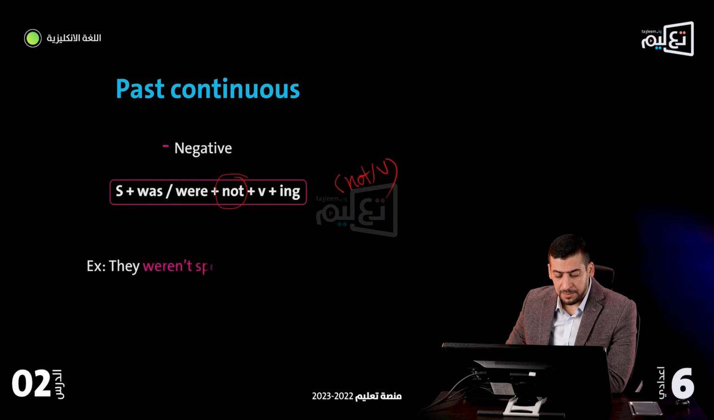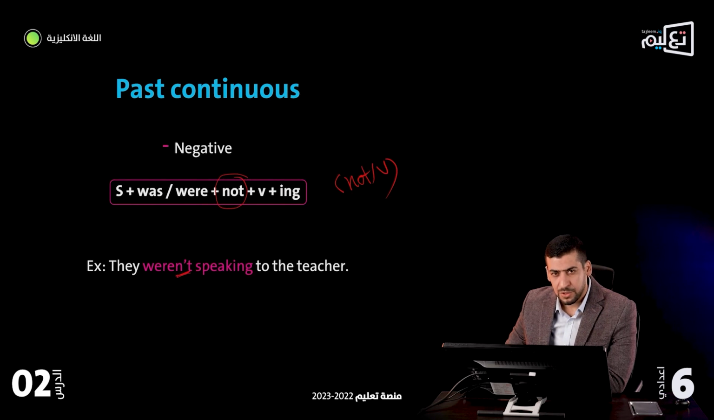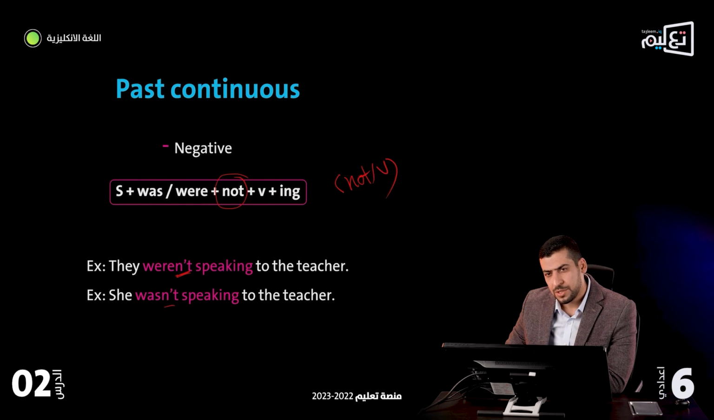You can see in this example, they weren't speaking to the teacher. Here we use not to make the negative situation. Another example, she wasn't speaking to the teacher. Also, we use not to make a negative situation.